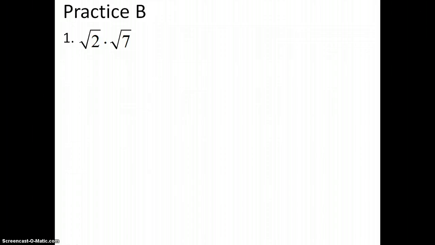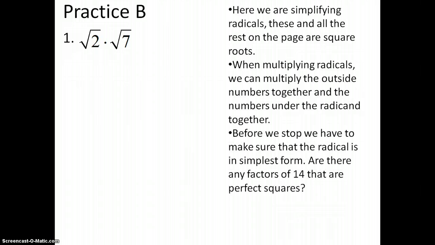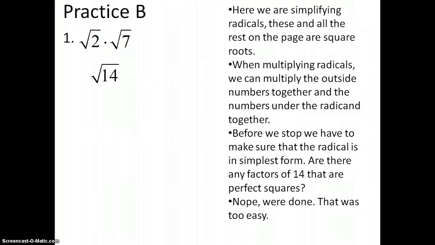So in this case, there are no numbers on the outside, and so we multiply 2 times 7, and we get 14. And so it's going to be the square root of 14. Now the next thing you need to ask yourself is, will the 14 reduce? Are there any perfect square factors in 14? And no, there aren't. 9, 4, they don't divide evenly. So that is as far as we can go.